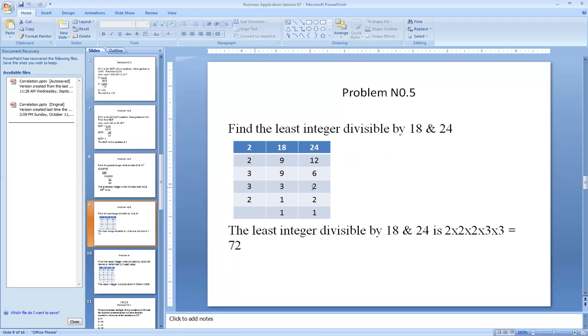Then 3 threes are 9, 3 twos are 6, 3 ones are 3. 2 is retained as it is. 2 is a prime number, so it will be divided by 1, 2. The product of all the factors by which we have divided 18 and 24 will be the LCM value. So the least integer divisible by 18 and 24 is 2 into 2 into 3 into 3 into 2. Therefore, the value is 72.